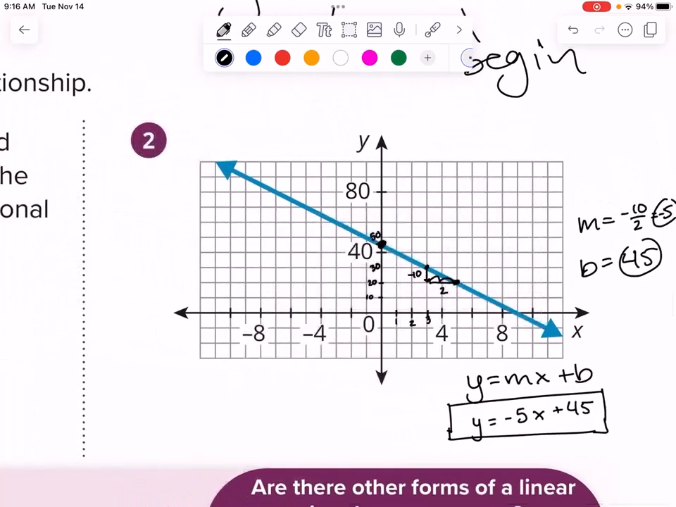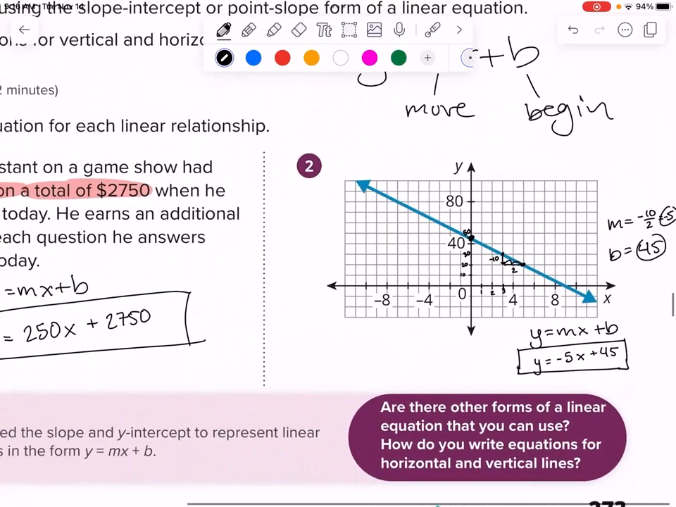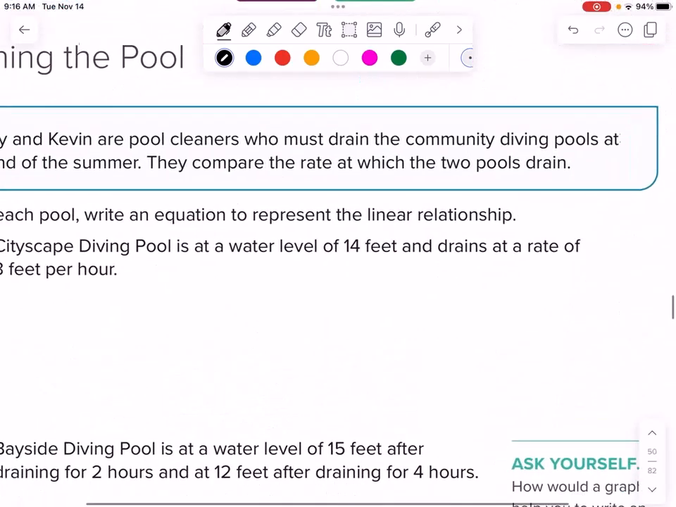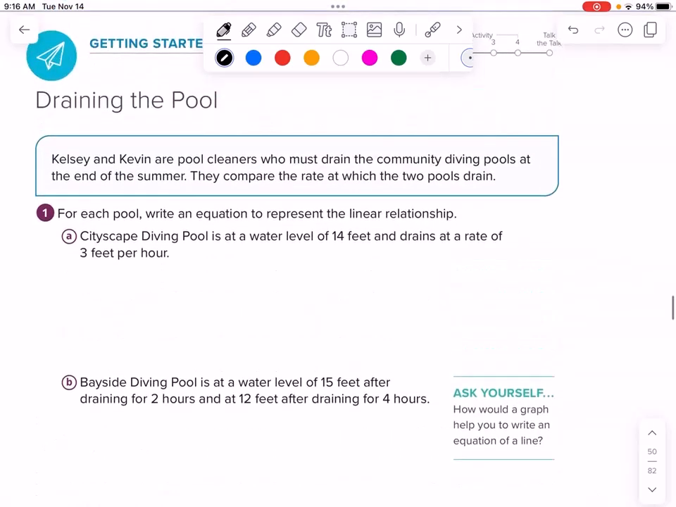Let's go to the next page, 274, for our warm-up. This is getting started. We're not going to do all of it. We're just going to do number one. We're going to skip number two. So the context here says Kelsey and Kevin are pool cleaners who must drain the community diving pools at the end of the summer. They compare the rate at which the two pools drain. So you have to clean these pools. For each pool, write an equation to represent the linear relationship.